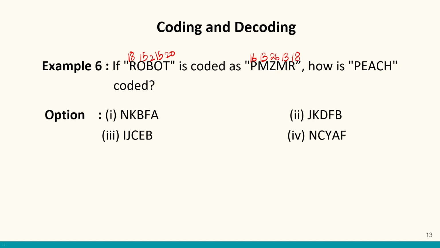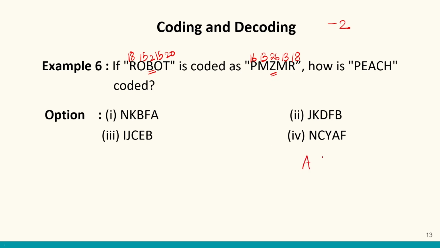So from here I can say 18 to 16 it is moving 2 positions back. 15 to 13 it is moving 2 positions back. 15 to 13 again 2 positions back, and 20 to 18 it is moving 2 positions back. But here we have position 2 and here we have position 26. So here we use the concept of looping as I told you.